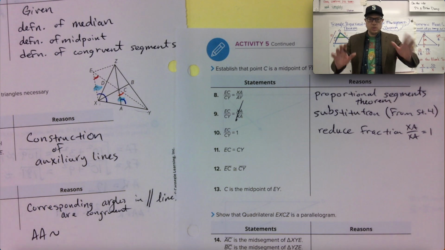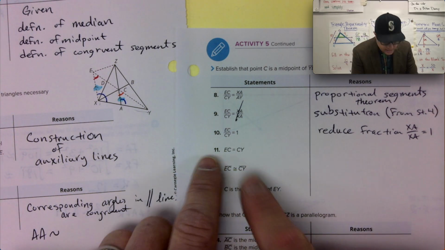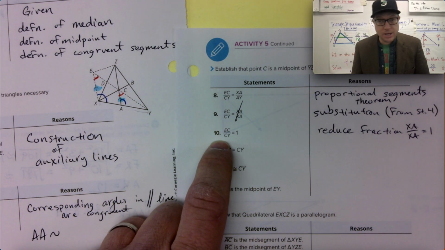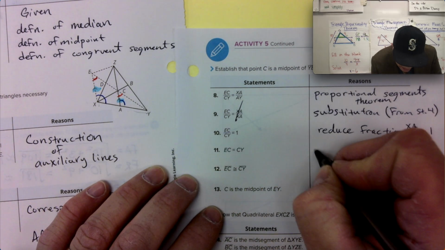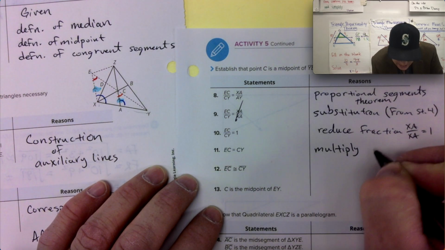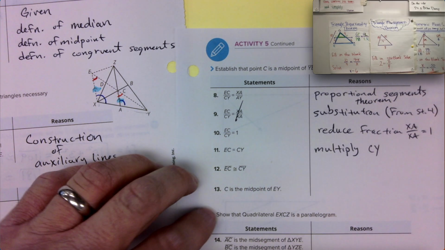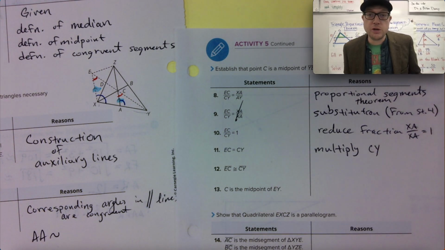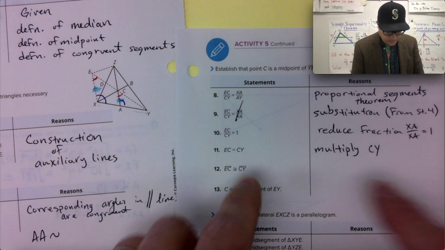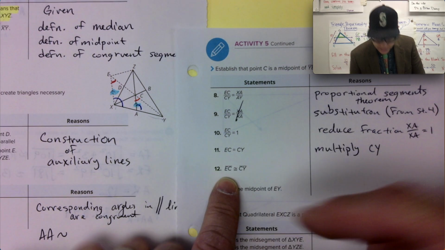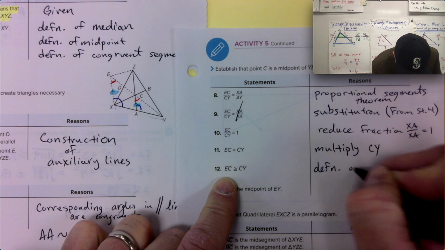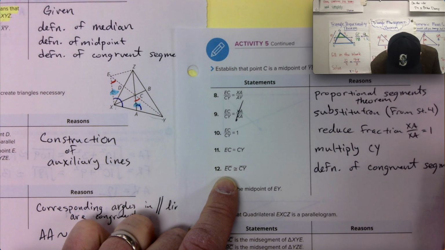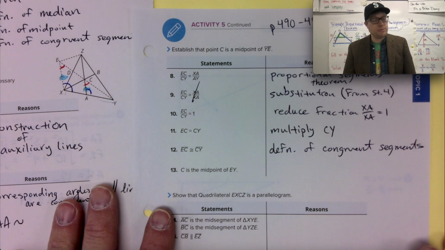Now, EC divided by CY equals 1. If you solve for EC by multiplying both sides by the denominator, CY, that is going to set up the fact that EC is going to be equal to CY. Therefore, by definition of congruence, if the measurements are the same, the segments are congruent. They have the same measure, so therefore they have to be congruent segments.